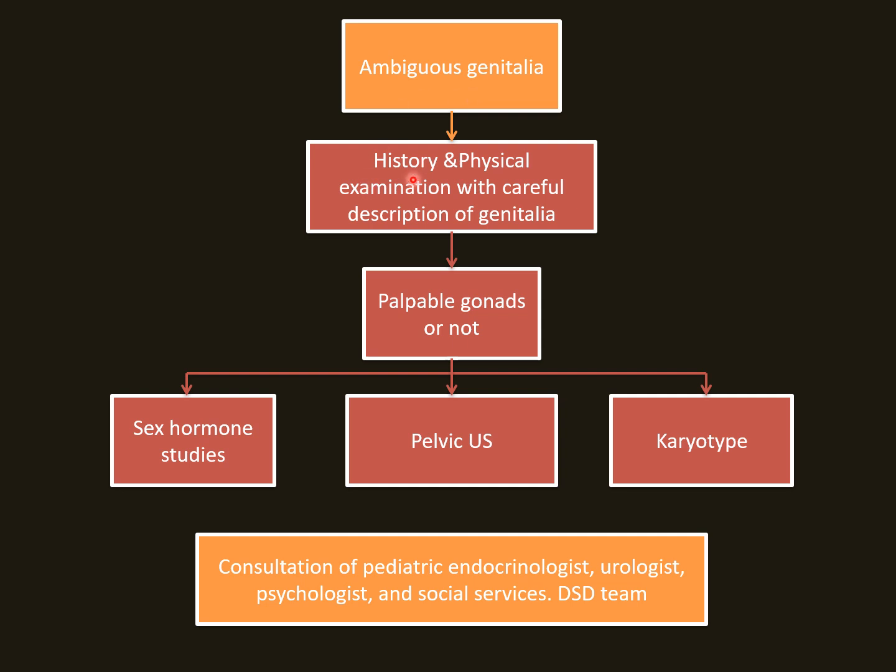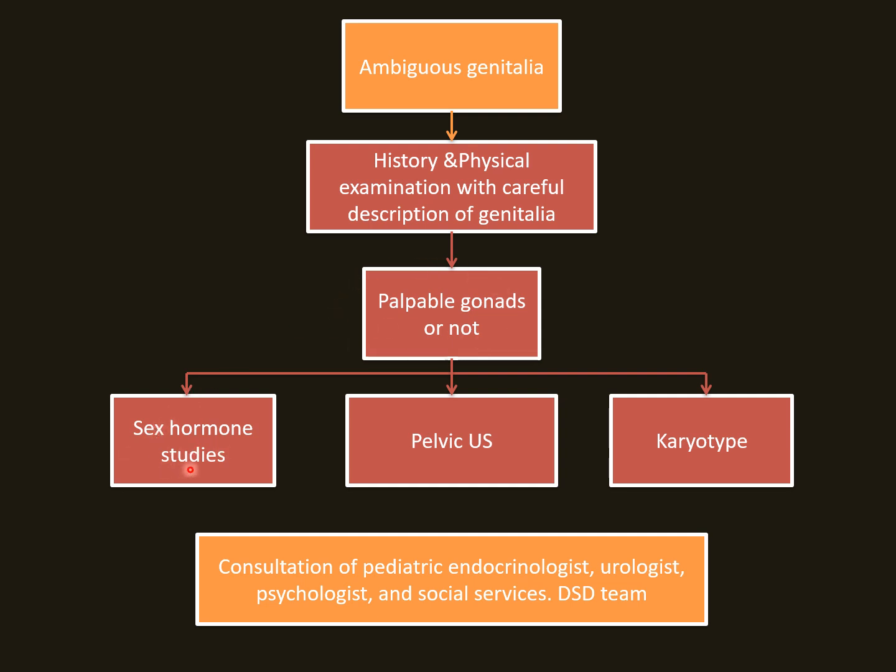History is very important: family history of females who are childless or have amenorrhea, also a history of exposure to androgens, and a history of consanguinity. A physical examination with careful description of genitalia is very important. Also palpation of gonads, whether the gonads are palpable or not. This can be a key for diagnosis of many conditions.